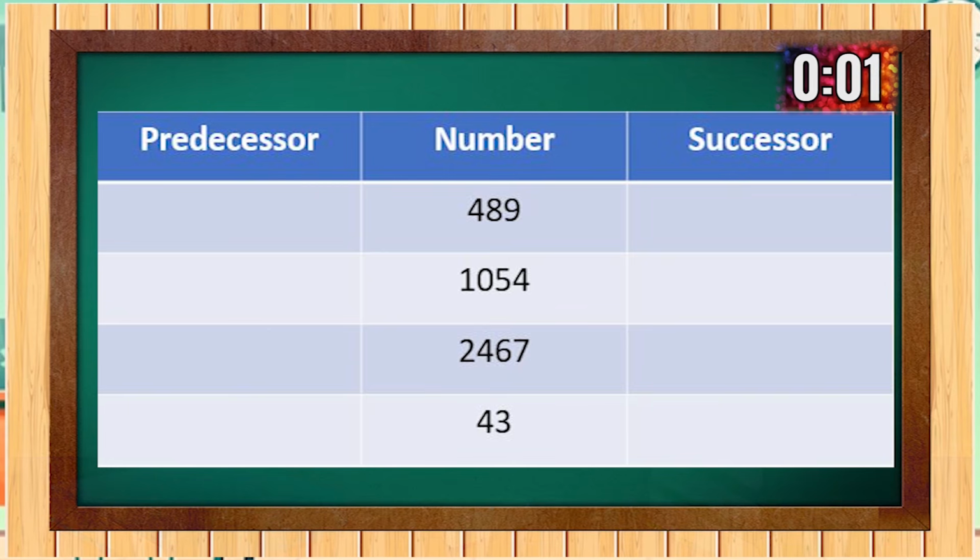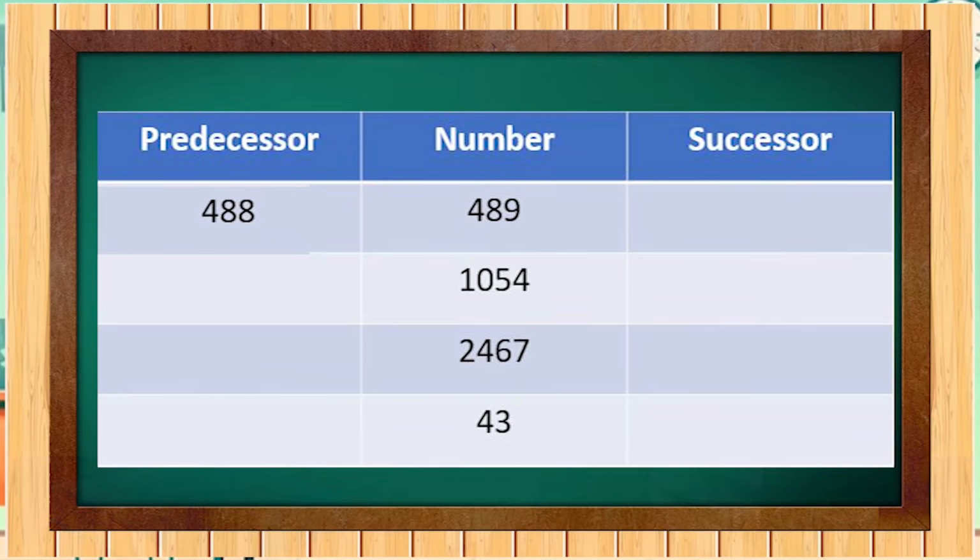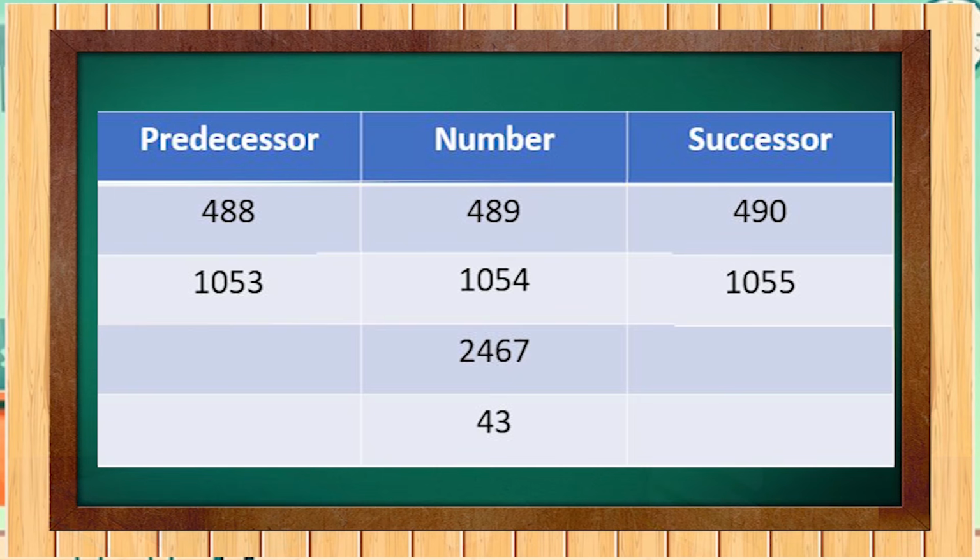What is the predecessor of the first number, which is 489? The predecessor will be 488. What would be the successor? 490. 1054, the predecessor will be 1053. The successor will be 1055. Are you noticing that we could just count in the normal order?